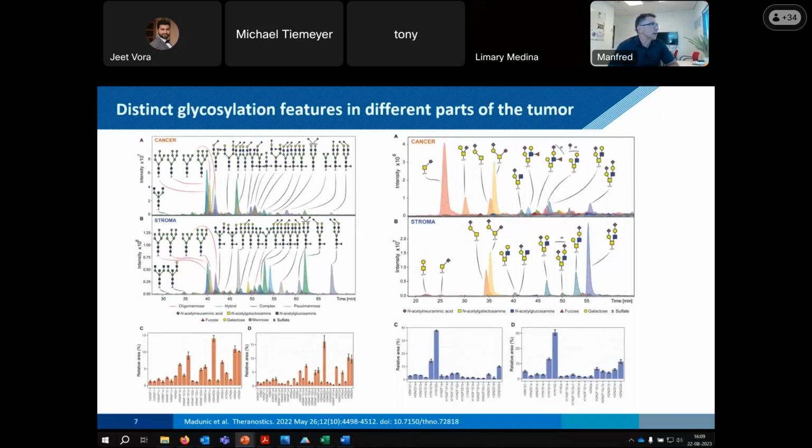Now, two aspects I want to highlight with this slide here. So one is that the areas are different. So we have here the cancer cells, colorectal cancer cells prepared from patient tumors with this LCM method. And we have the stroma, so kind of the fibroblasts surrounding it. And we see very distinct glycosylation profiles for these two different tissue areas.